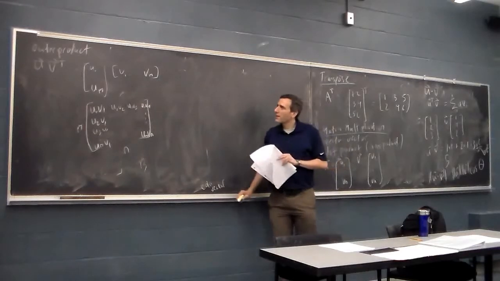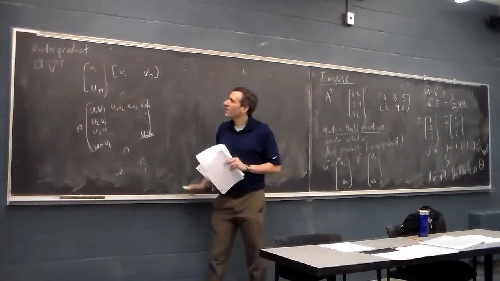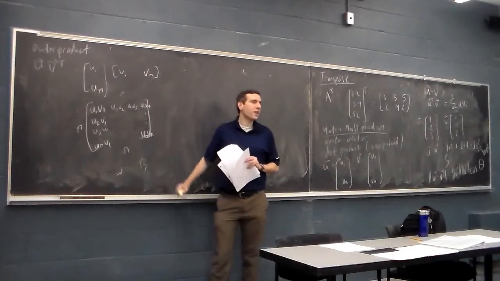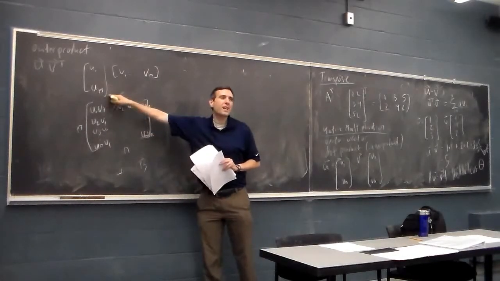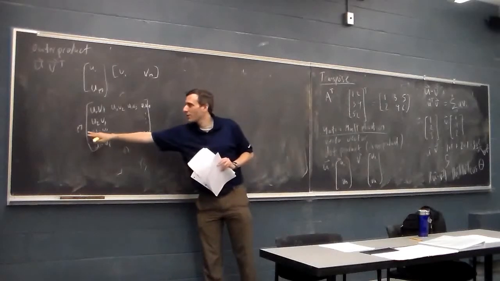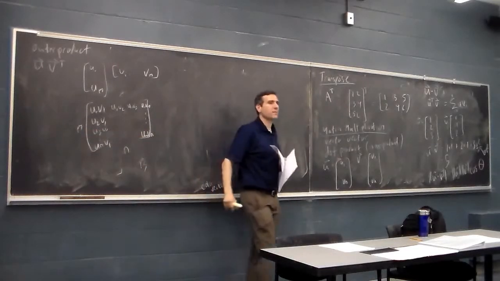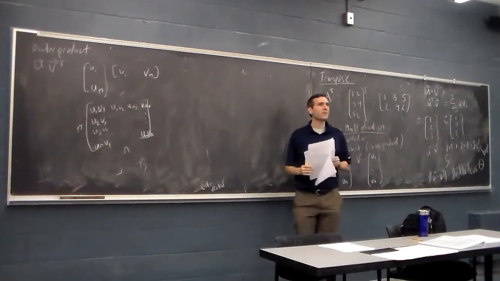So the inner product of two vectors requires that the vectors have the same length, and it's always a scalar, always 1 by 1. The outer product can have any lengths m and n, and the result is a matrix of dimension m by n. Is that clear to everyone?